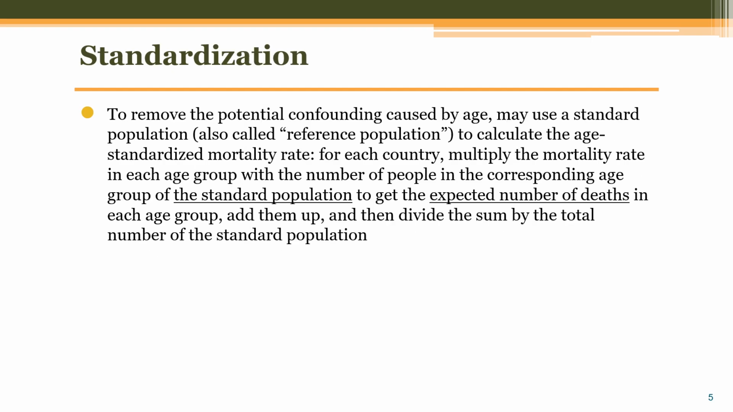To remove the potential confounding caused by age, we may use a standard population to calculate the age-standardized mortality rate of each country. Briefly, for each country, we need to multiply the actual mortality rate in each age group with the number of people in the corresponding age group of the standard population to get the expected number of deaths in each age group. Add them up, and then divide the sum by the total number of the standard population. This process is called standardization.